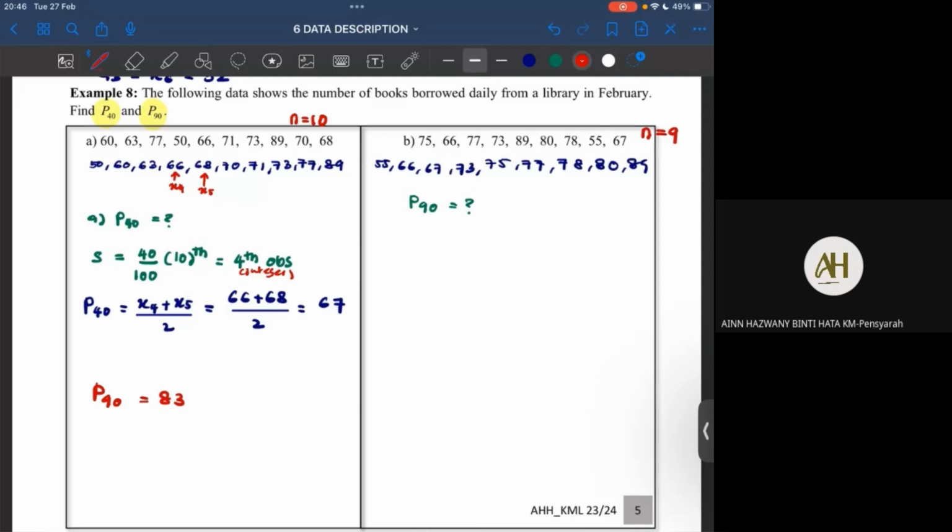Okay, so kita nak cari observation kita guna S, let's see. So K kita ialah 90. Kita tengah cari persental, so over by 100. N kita ialah 9. So 90 divided by 100 multiplied by 9, we have 8.1 observation. Okay, jangan round off kan, kita akan round up kan. Sekalipun dia 8.1, bila kita round up dia akan jadi 9 observation.